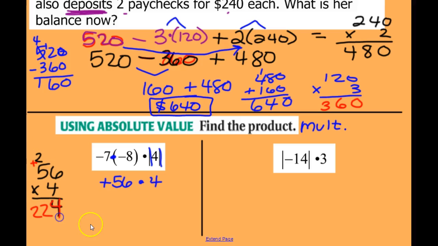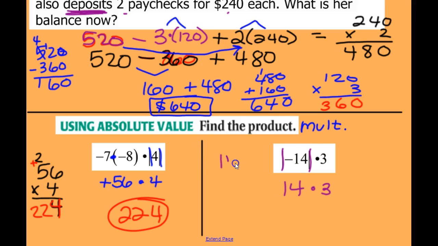So 224. And the last one, anything that goes in the shower comes out clean. So you have 14 times 3. Again, if you want to write it out, you can. Or this one, you could use your multiplication table to follow and find the answer. 4 times 3 is 12. 3 times 1 is 3, plus 1 more is 4, so 42.